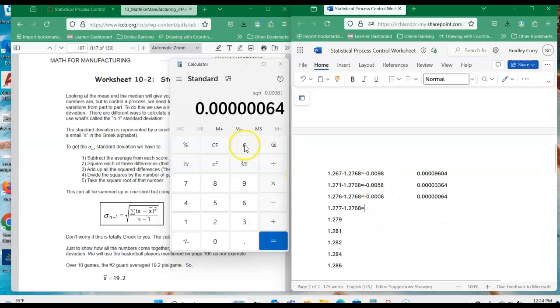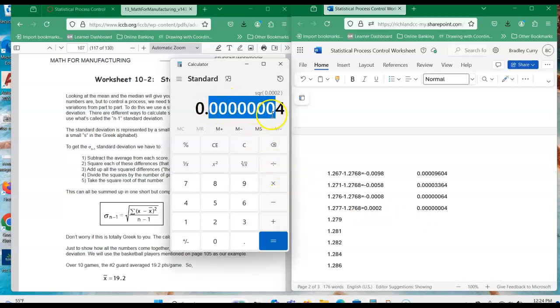All right, so let's go ahead. Now we should start to get some positive numbers. 1.277 minus 1.2768 equals 0.0002. So we'll go ahead and take the square root of that. Okay, 0.00000004. I think it was easier there for me just to count the number of zeros and add the 4 to it. So let's move on here to the next one.